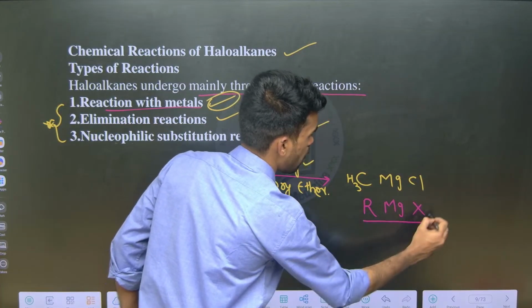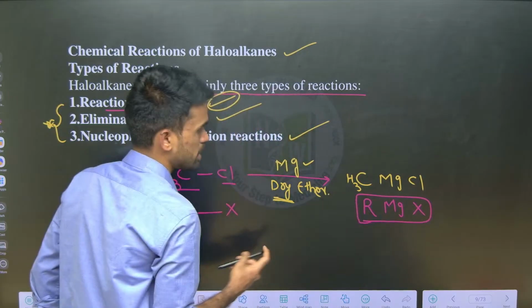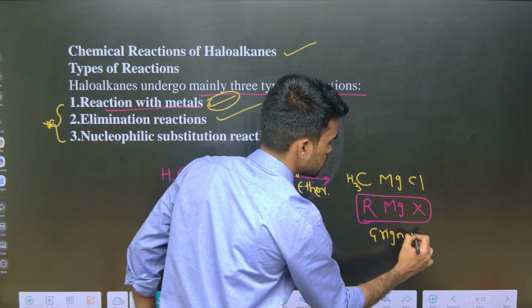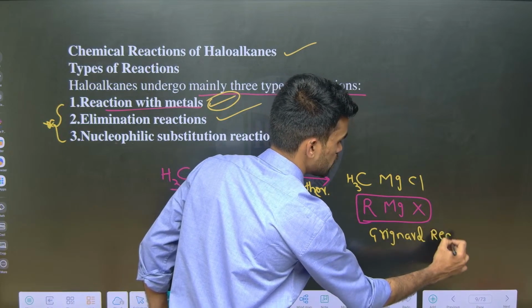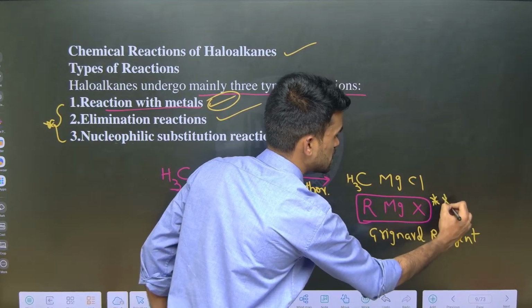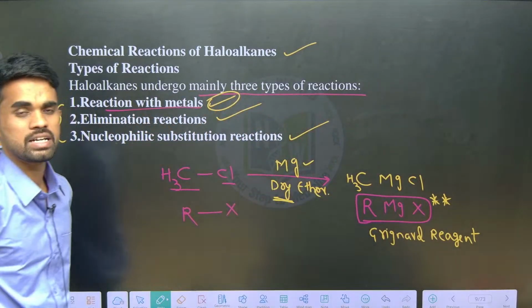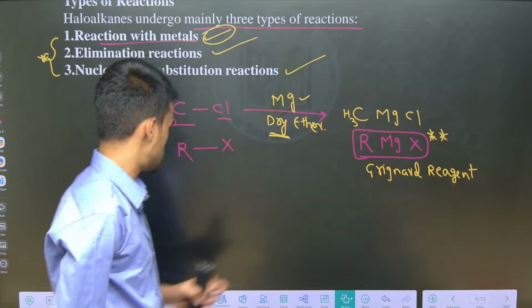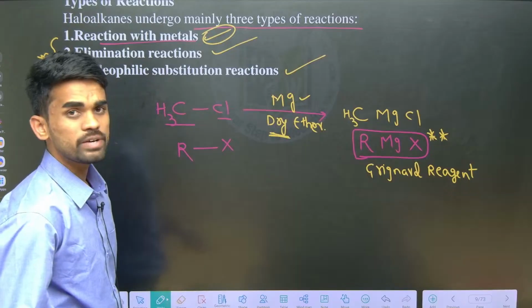This is something like RMgX, right? So this RMgX is called Grignard reagent. What is this? Grignard reagent. So Grignard reagent is one of the very useful organic reagents to be used in organic synthetic chemistry, okay. Now what is the use of this Grignard reagent? See here, what will Grignard reagent be giving us?